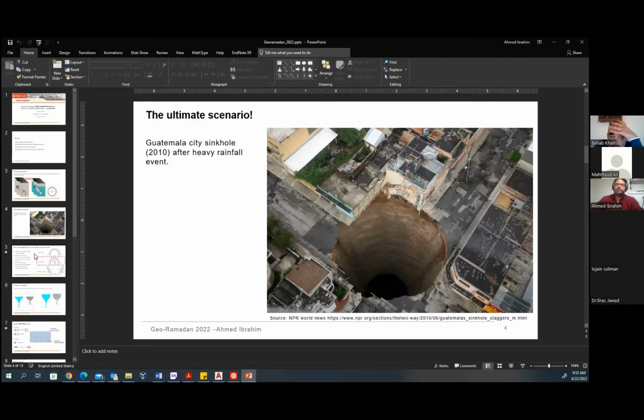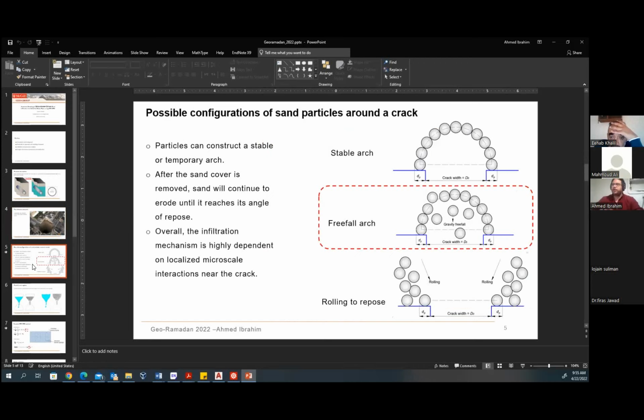To do that, we have to go deep to the micro scale around the pipe. For instance, if we go to the crack level and see how the sand particles interact around the crack, we have three scenarios. The first scenario is what we call a stable arch, or bridging. This can happen if the crack is narrow enough to permit this arching effect, which is a good thing because it stabilizes the infiltration process and almost prevents it.